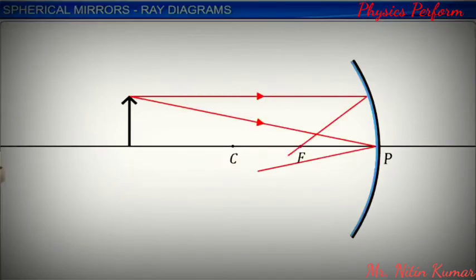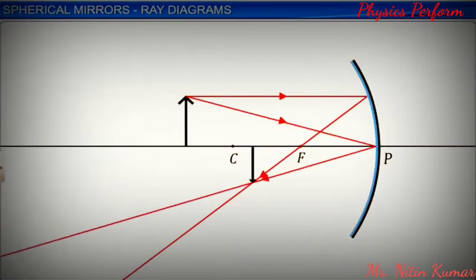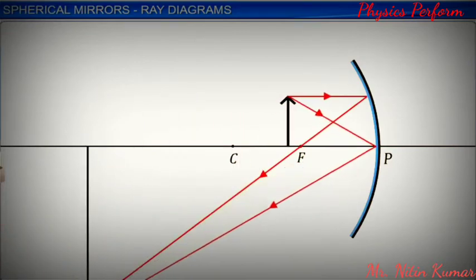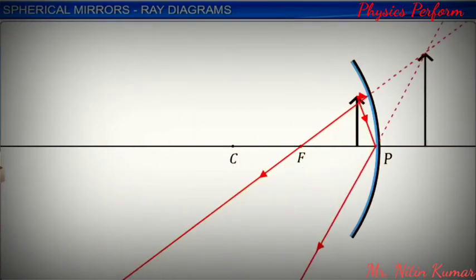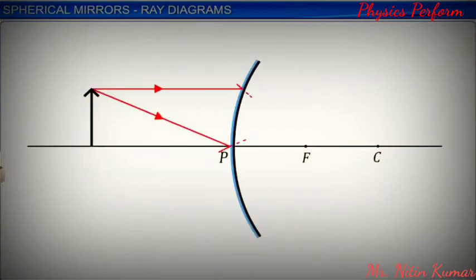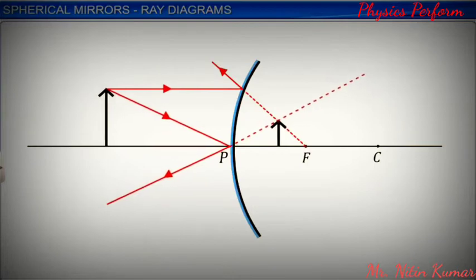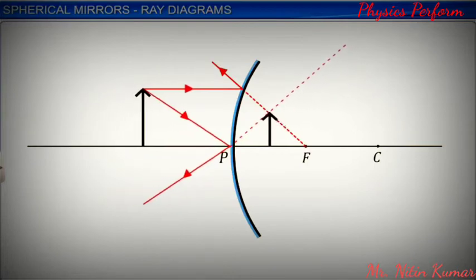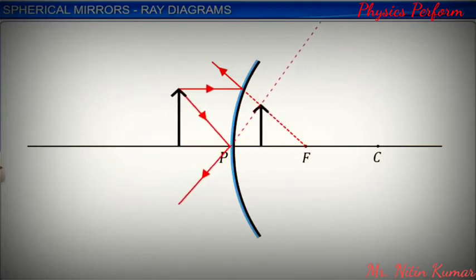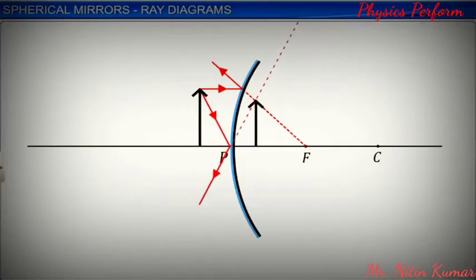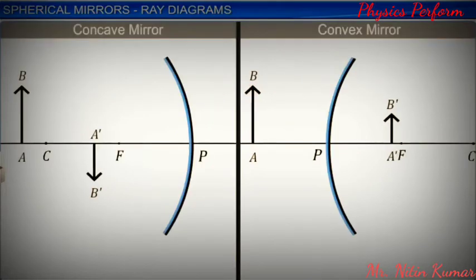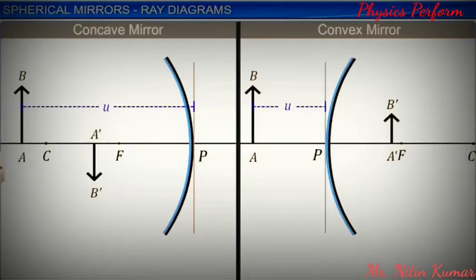Thus, the image of an extended object has a point-to-point correspondence with the object. Images formed by a concave mirror for different positions of an object are as shown. Similarly, in the case of a convex mirror, for different positions of an object, the images formed are as shown. Usually, the distance of the object from the mirror is denoted by U, and the distance of the image from the mirror is denoted by V.